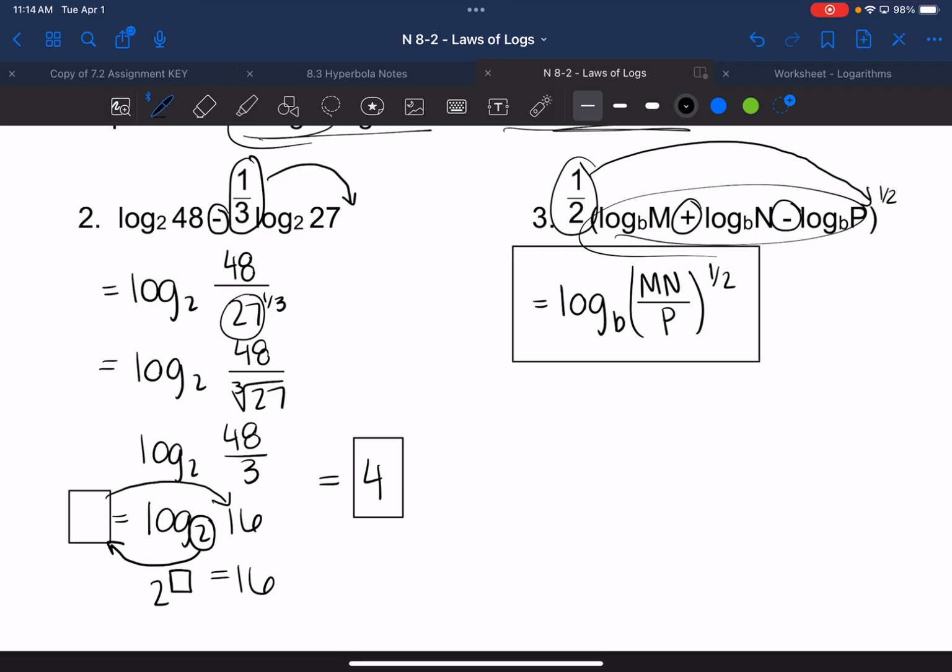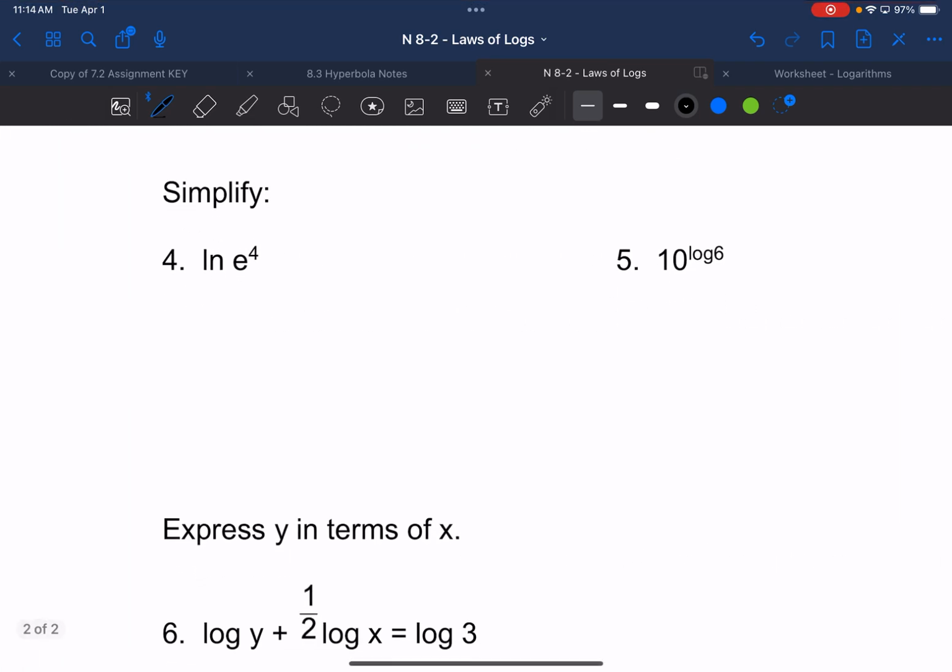Too many variables there for us to try and solve for any. Okay, so we know how to expand. We know how to condense. Let's flip it over on the back and see if we can use some of our rules from yesterday and today to help us simplify and find missing terms.